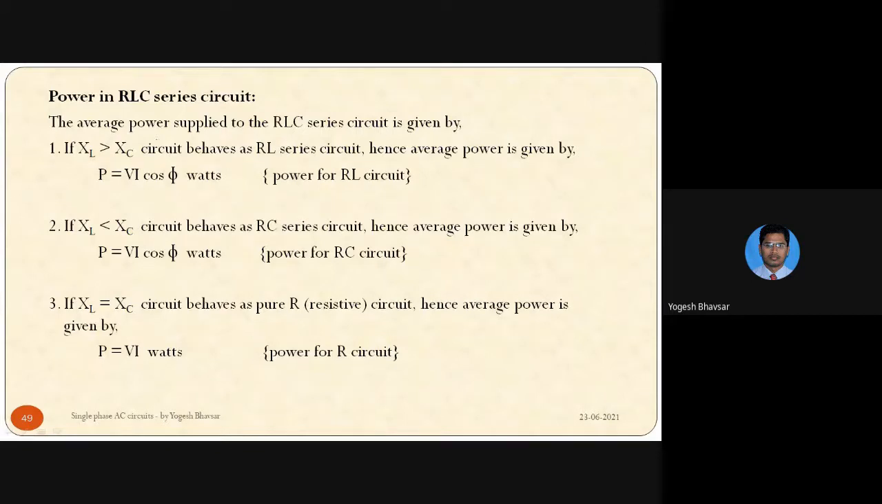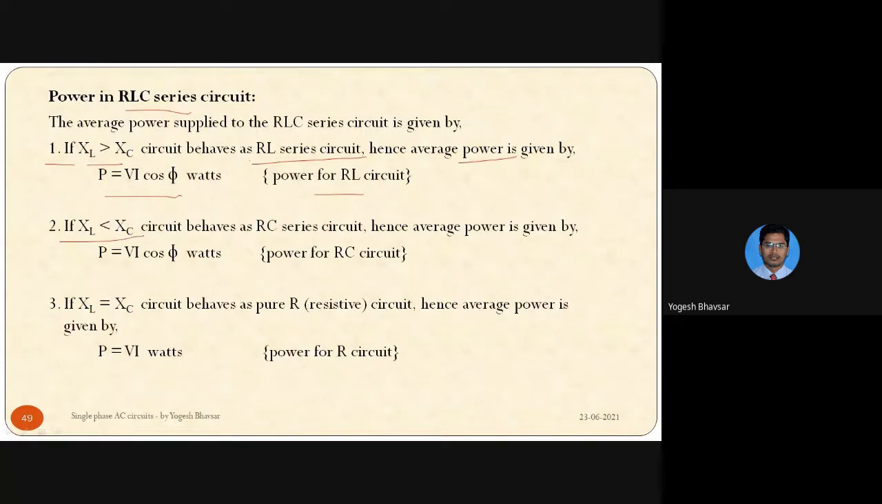Power in the RLC series circuit. The average power, we know, is P equal to VI cos phi. Now we don't have to derive the power equation again for the RLC series circuit. We already derived it for the RL and RC series circuits. As we know, for XL greater than XC, the circuit behaves like an RL series circuit. The average power is given by VI cos phi, the power for the RL series circuit. We can directly take this formula.